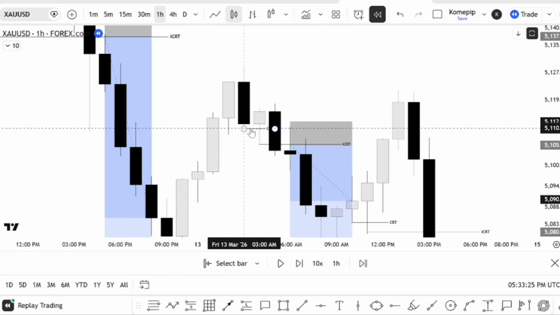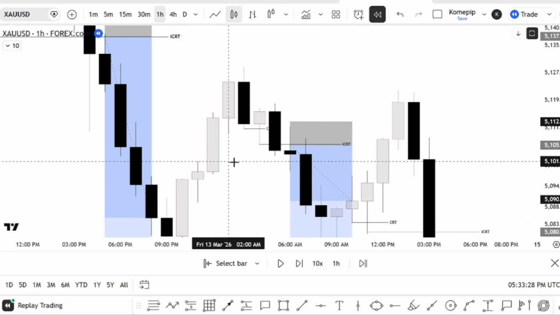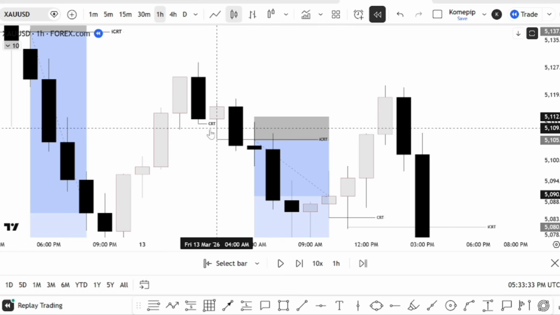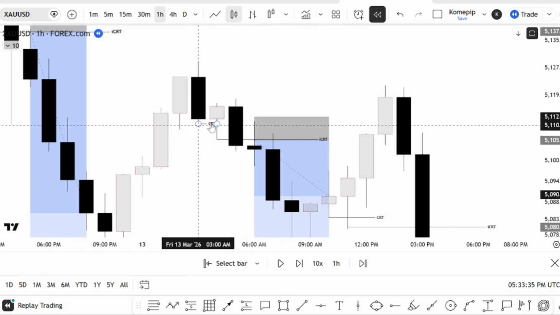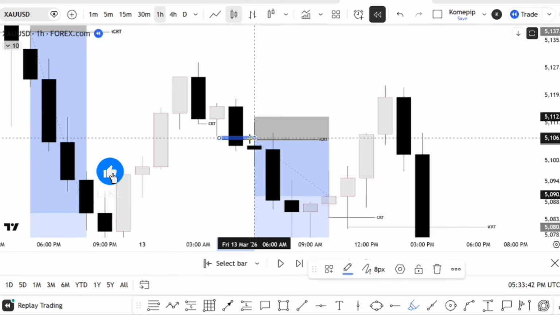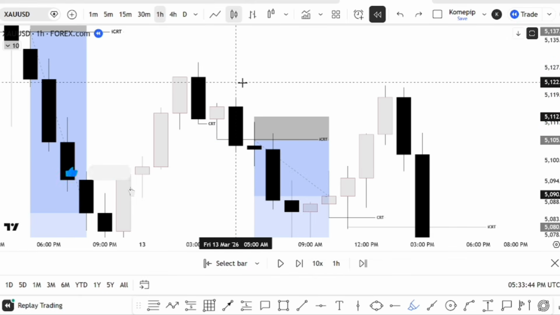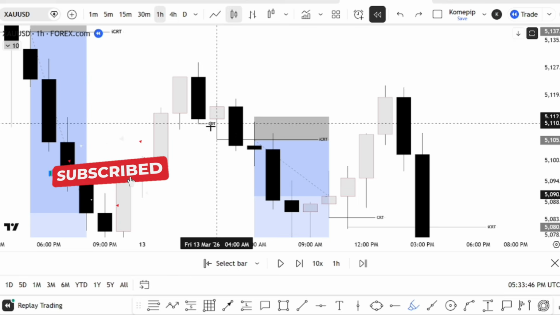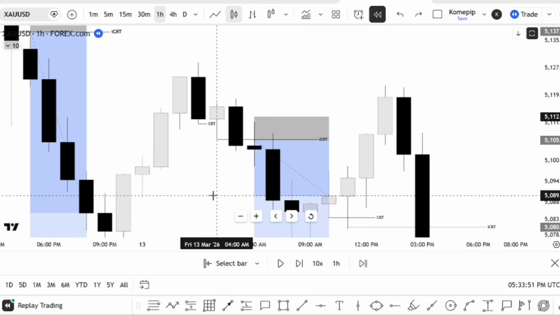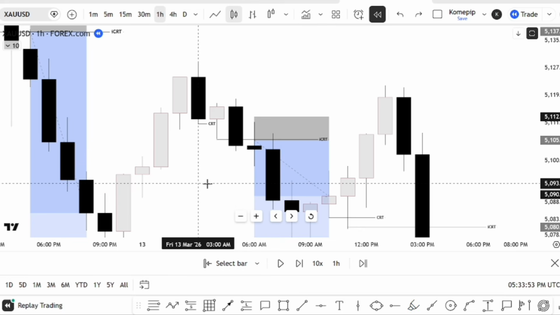Okay, so now that we see a CRT here and we see iCRT form, take note first, we have a CRT here. This CRT that is formed, what is it telling us? It's telling us that price has potential of pushing to the upside. However, what happened? It failed. What does this mean? It means that sellers are more dominant in the market. So because sellers are more dominant in the market, this becomes a true break of structure. So it's safe to say that the Komepips iCRT is the true break of structure in the market.